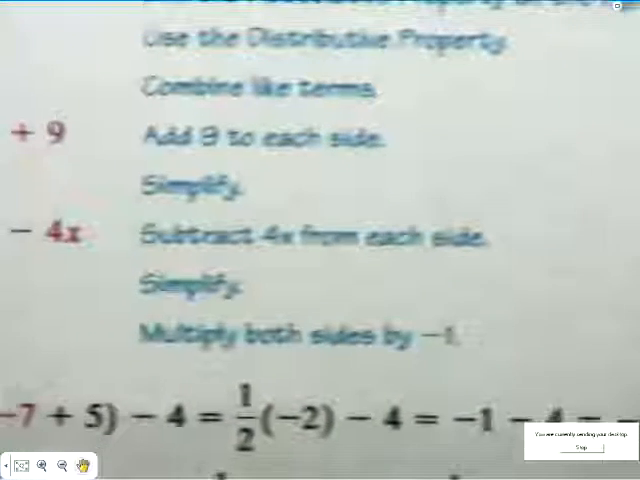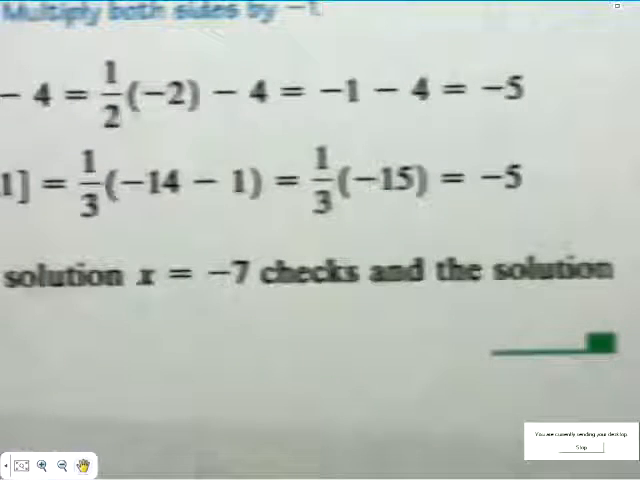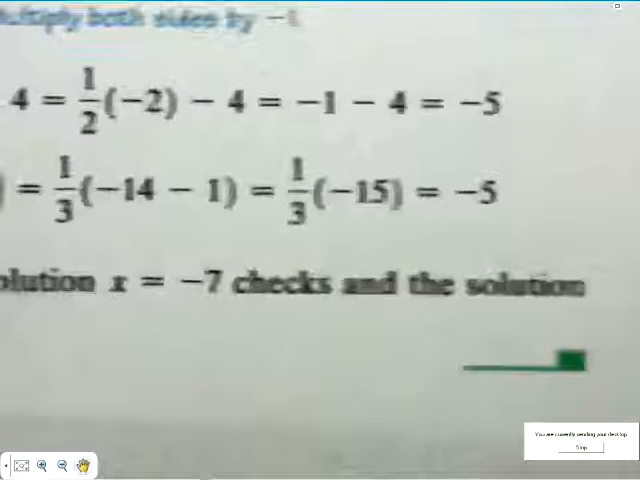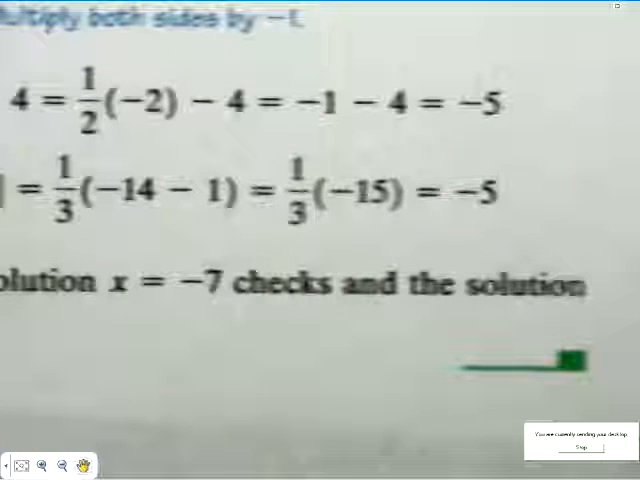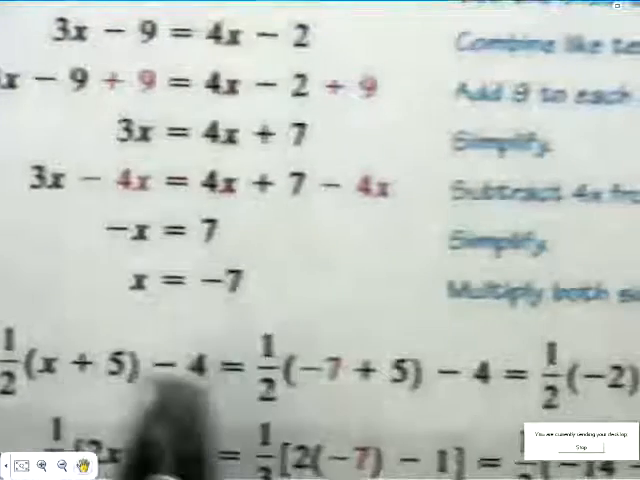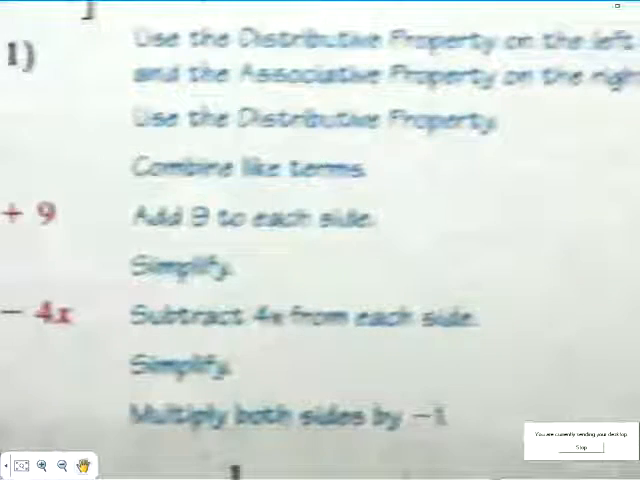I've had folks go all the way through that and then put down -5 as their answer. -5 is not your answer. -5 is what both sides equal if you put your answer into the equation, but your answer is the -7. That's an excellent example. Even typed out to the right-hand side in blue, it tells you step by step exactly what's done on each step. So look at that one.